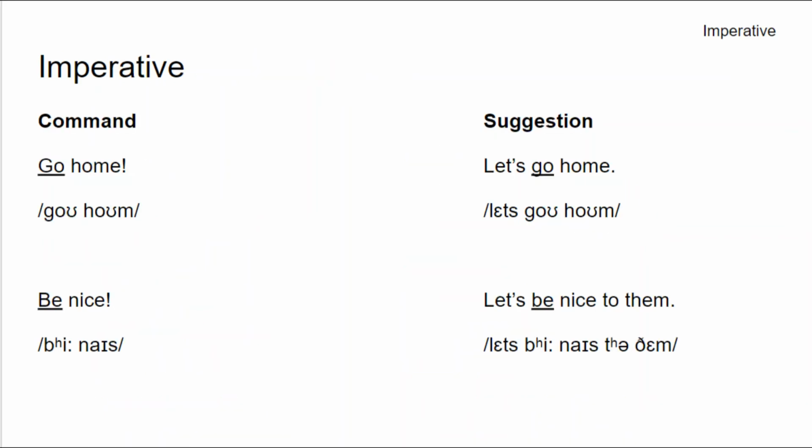What if you want to make a command and tell someone to do something? You should use the imperative mood. If you want to make a command, just use the verb without the subject pronoun. If you want to make a suggestion, you can say let's beforehand. Go home. Be nice. Let's go home. Let's be nice to them.